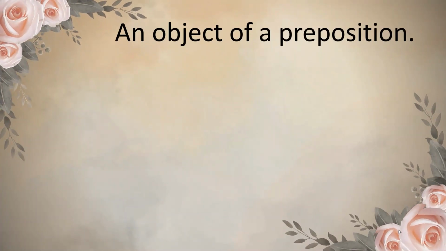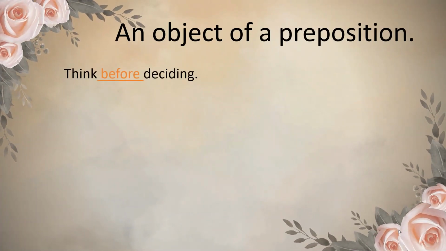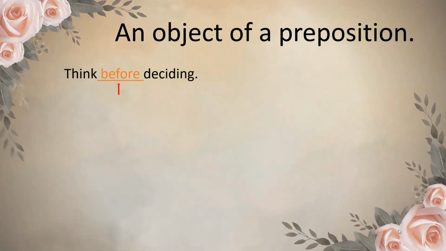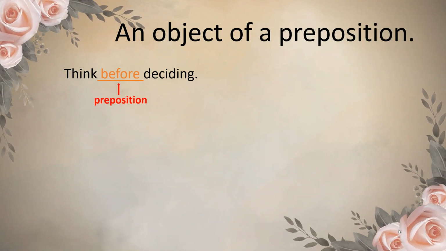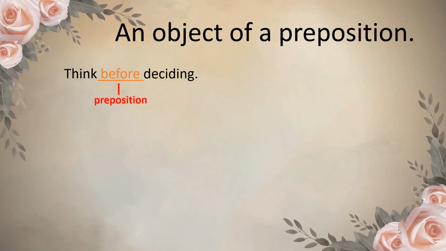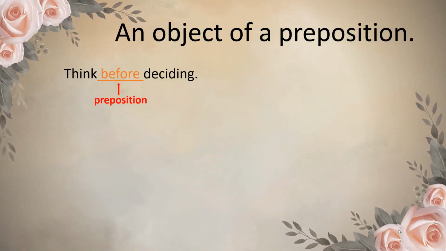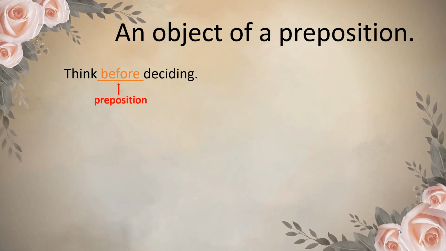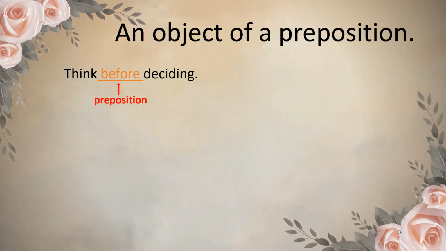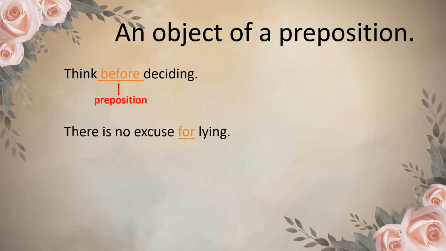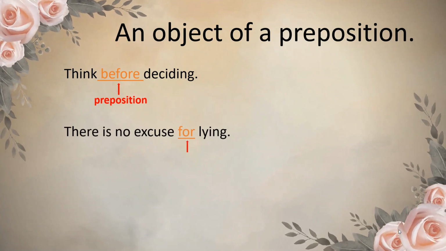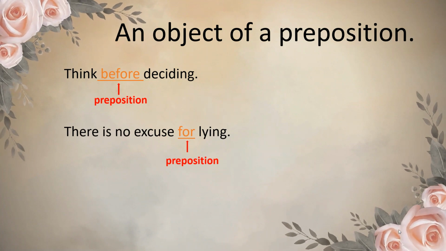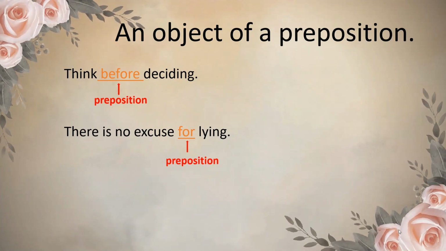We can also use it as an object of a preposition. For example, think before deciding. So here the preposition is before. So if you have to use a preposition in your sentence, you have to follow it by a gerund. There is no excuse for lying. For is a preposition too, followed by lying, which is a gerund.